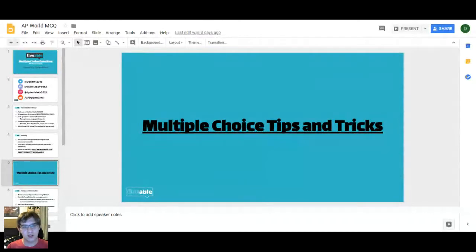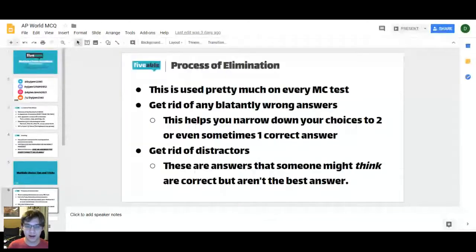So the first one, I think we all know what this is. It's process of elimination. It's pretty much used on any multiple choice test. It's a general strategy, and it gets rid of any blatantly wrong answers. So it helps you narrow down your choices to 2 or sometimes even 1 answer, and it gets rid of distractors. Distractors are essentially answers where someone might think they're correct, but there's something just off about them enough to make them wrong. You got to learn how to look for these, and I definitely have fallen for them. They're easy to fall for. All right, let's take a look at some of these questions.